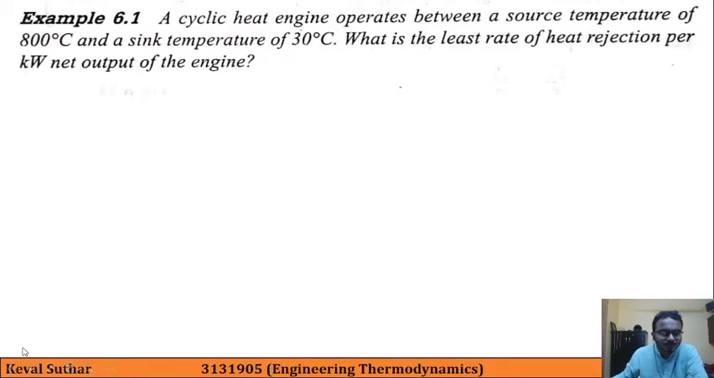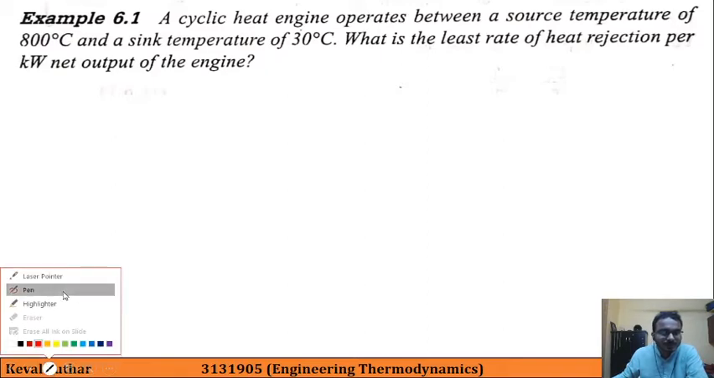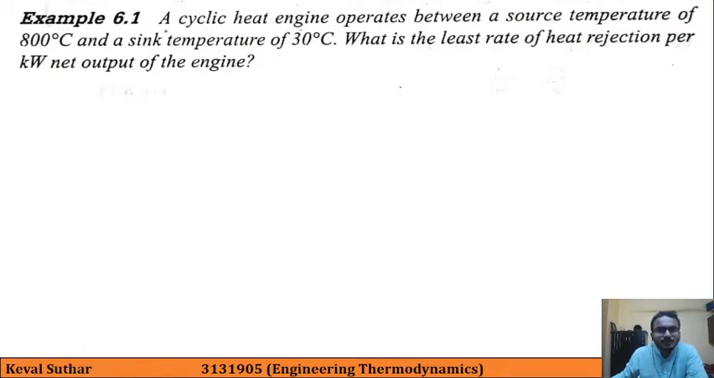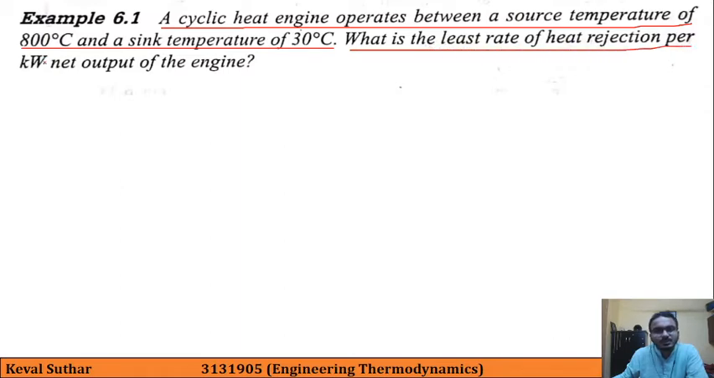Our first numerical for today is this. We are given a cyclic heat engine that operates between a source temperature of 800 degrees Celsius and a sink temperature of 30 degrees Celsius. Our objective is to determine the least rate of heat rejection per kilowatt net output of the engine.